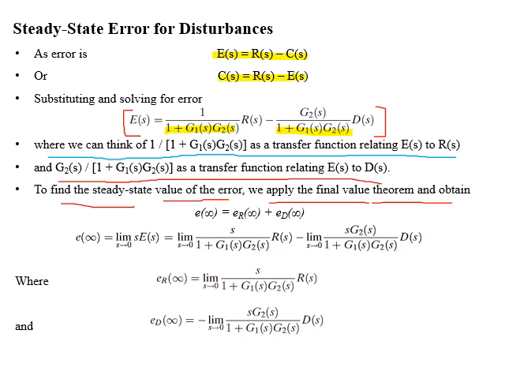After assuming a stable system, we obtain the relation for steady state error as E infinity equal to ER of infinity plus ED of infinity. And this will be equal to limit s approaches 0 of R of s divided by 1 plus G1 of s into G2 of s, minus limit s approaches 0 of G2 of s divided by 1 plus G1 of s into G2 of s, multiplied by D of s. The relations for both ER of infinity and ED of infinity are given here.